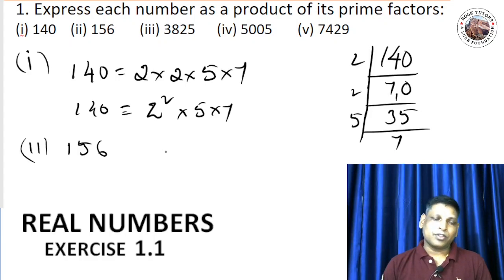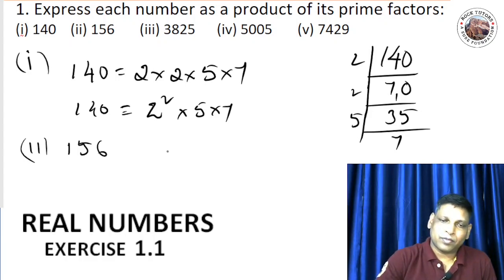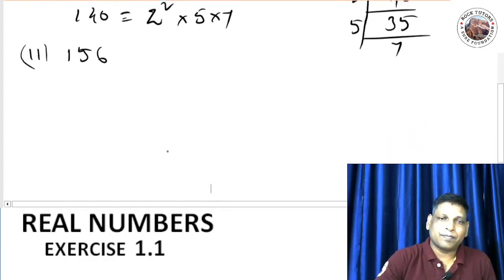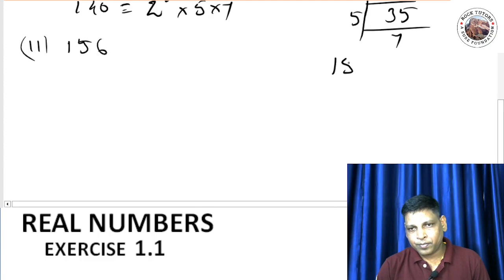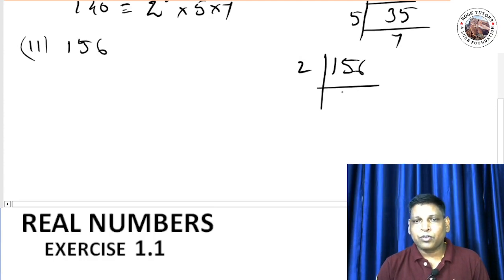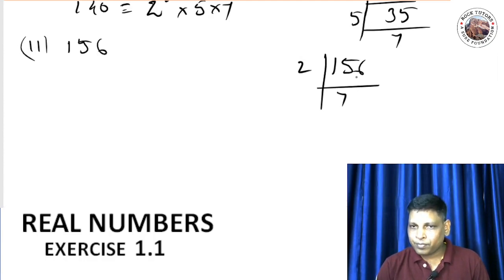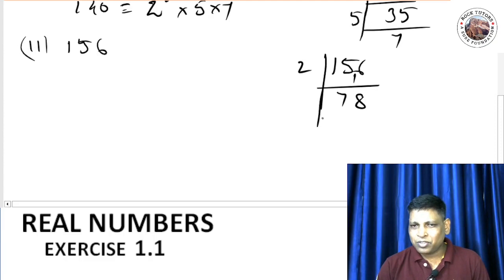Now second question, 156. How can we do 156? Similar way, we'll do with the 2 table. 2 sevens are 14, 16, and 2 eights are 16. Once again 2 table.